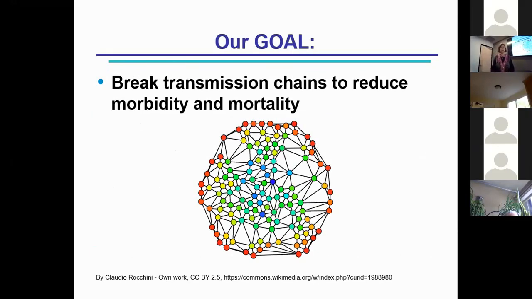Next slide. Okay, so this is our goal: to break transmission chains to reduce morbidity and mortality in Sonoma County and of course the surrounding areas where people are going. So this is an actual network. It's a representation of a social network. If you think of this blue dot in the middle as the index case, the person who is infected, then all of these connections out here are people that this person interacts with directly or indirectly through that person's social contacts. So it could be at work, at school, at home, out in the community, or in church, whatever.